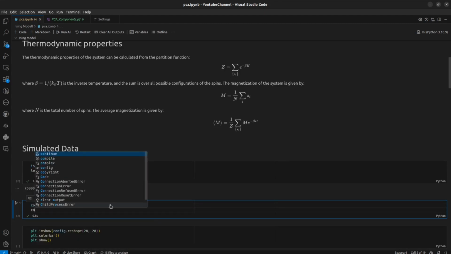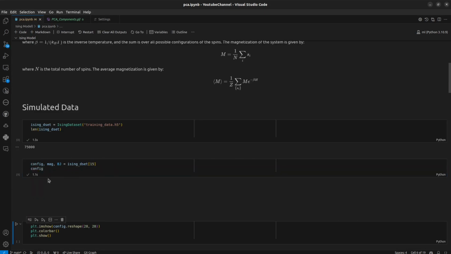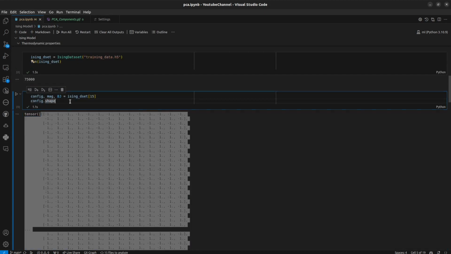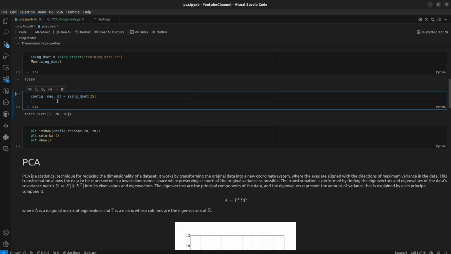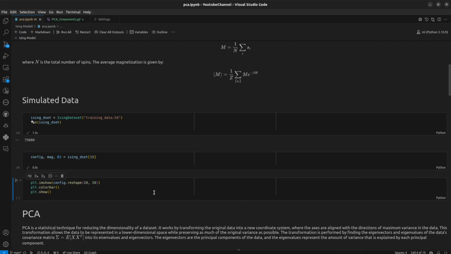We have the actual configuration, that's just the lattice. It's 28 by 28, and I have the corresponding magnetization, that's just the mean, and the temperature at which I simulated this particular lattice. That, yeah, beta J is the inverse temperature times the coupling constant, and that's just a handy way to get rid of any temperature terms.